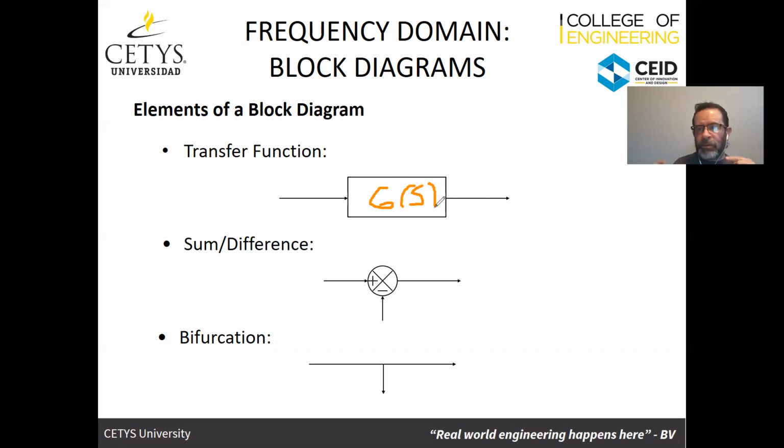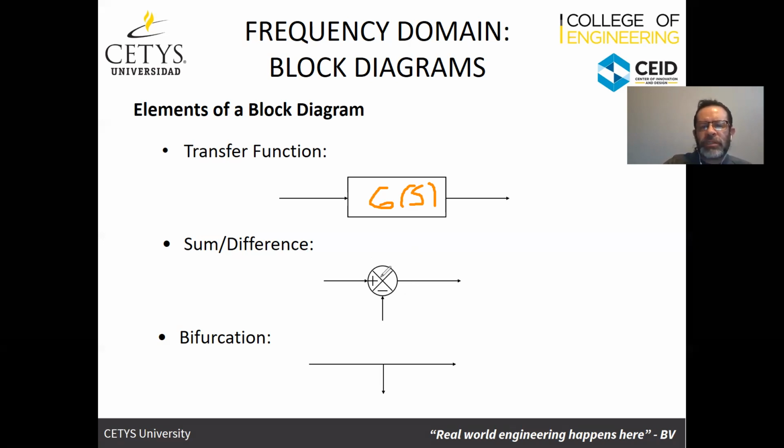And the arrows that are going in and out are going to be the inputs and the outputs, or the stimuli that we're giving the transfer function and the result we're getting from the transfer function, similar to what we just saw in the block diagram in Simulink. There's going to be another component that is important also. That's called a summing or difference point, which is going to be this circle here.